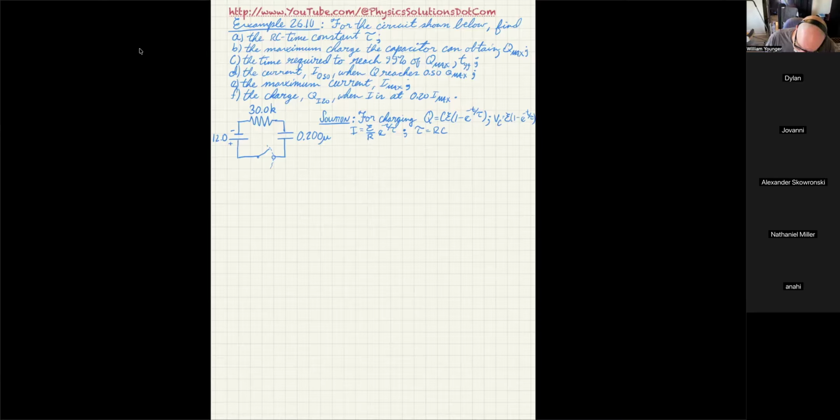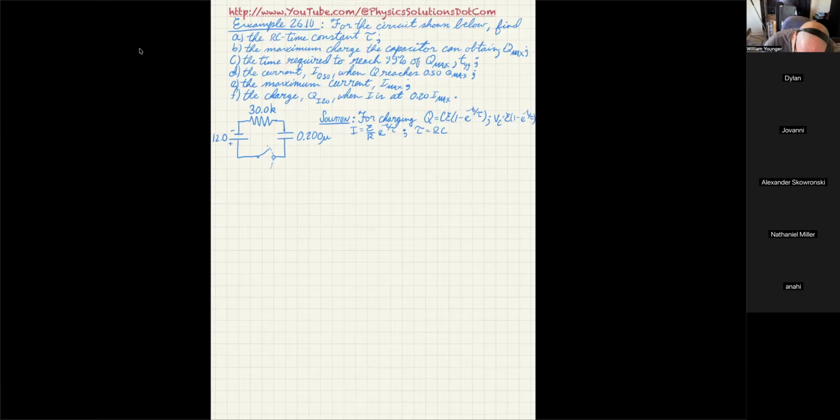So we have the equation Q equals CE times parenthesis 1 minus e to the negative t over tau. We've got V, the voltage across the capacitor, V sub C, equal to the EMF times 1 minus e to the negative t over tau. And we've got I equals E over R times e to the negative t over tau. Those are the equations that would have been derived. And I said for charging because you're going to find out they're different equations when you're discharging a capacitor, and that's what the next example is about. So keep that in mind.